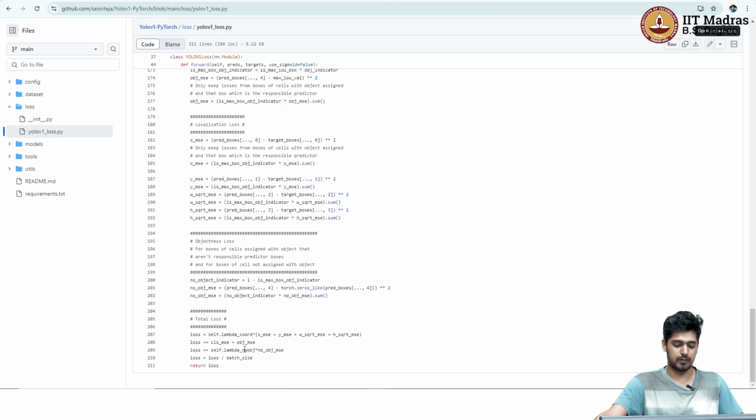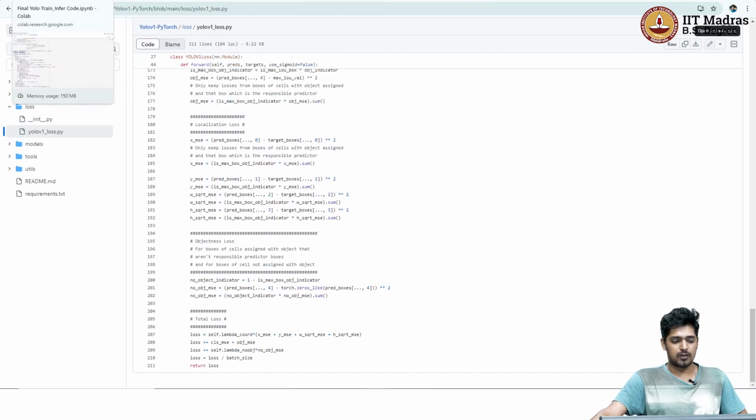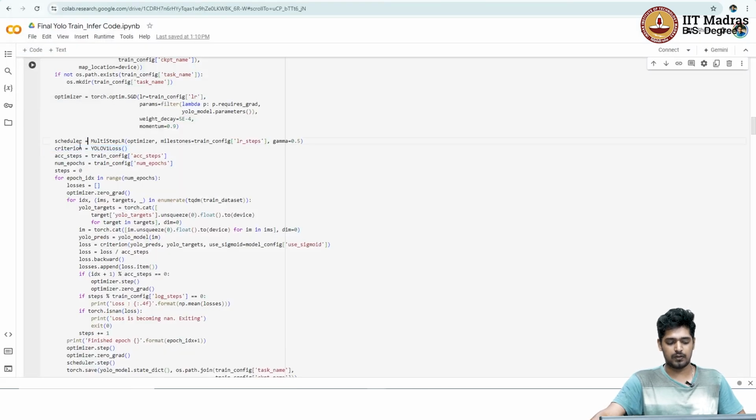We add up all of them, one after the other, and then divide by the patch size because we don't want it to blow up. We want to normalize it, and then we return the loss function. So that's how the loss works. We have the criterion where the YOLO V1 loss does that.